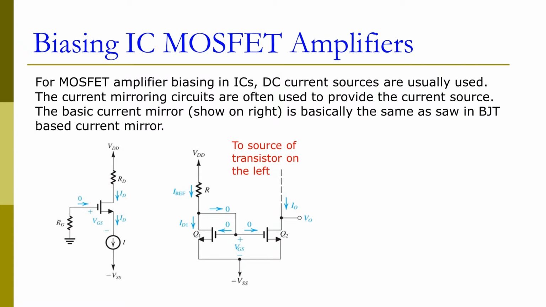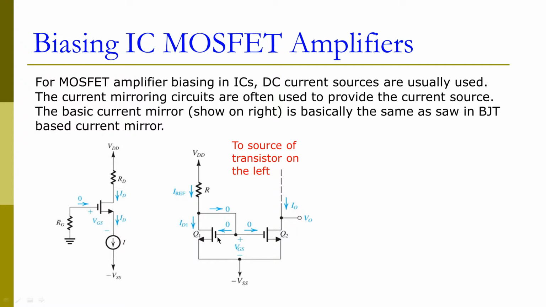To bias the MOSFET amplifier in integrated circuits, DC current sources are usually used. So current mirror circuits are often used to provide the current source. The basic current mirror, which is shown here, is basically the same as we saw in the BJT-based current mirror. We have these two matched transistors here being connected gate to gate.